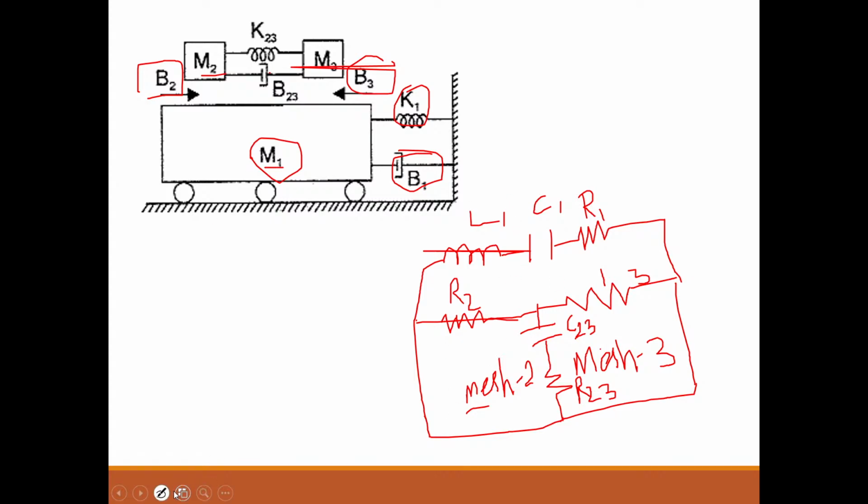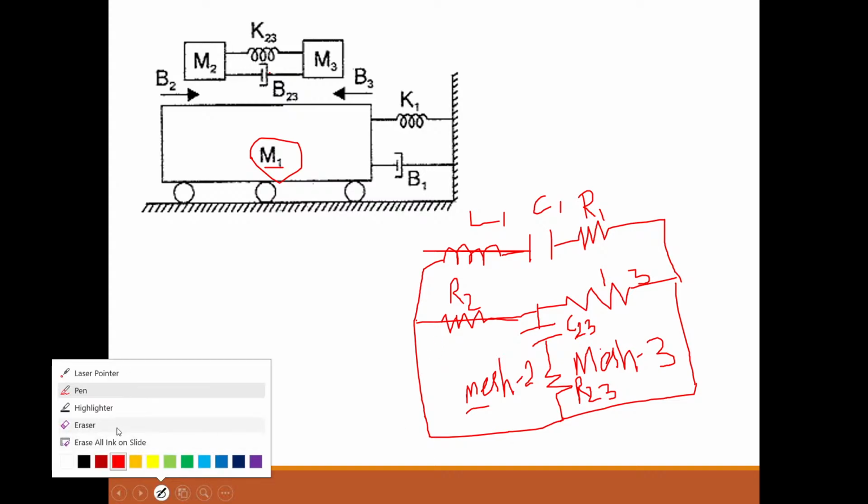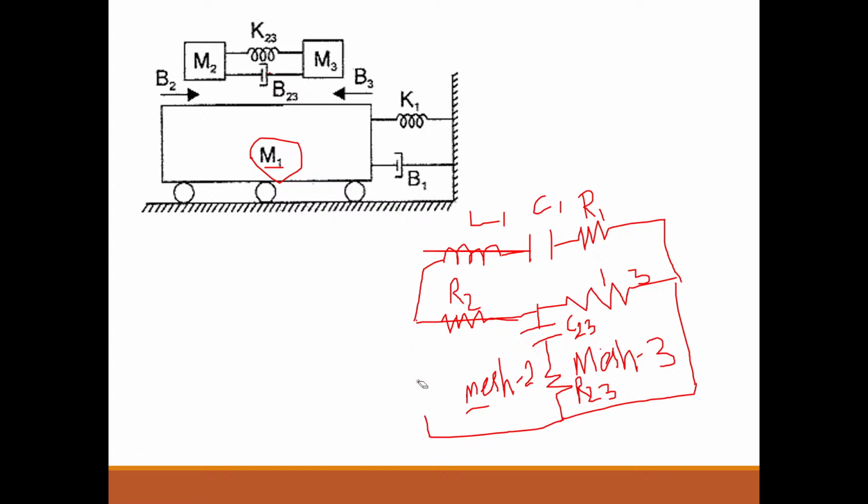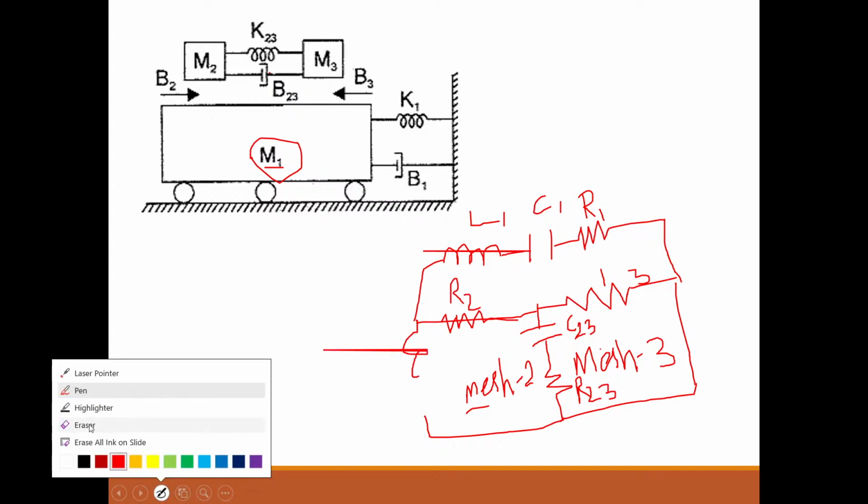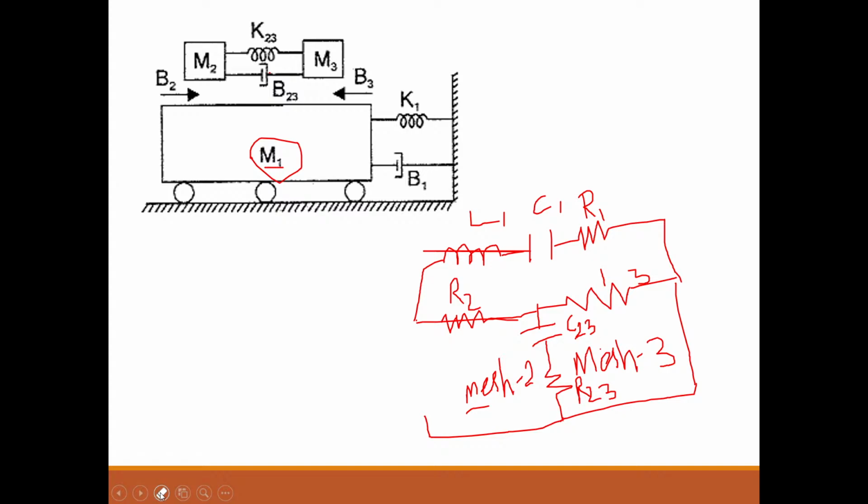So what are the elements that are purely connected to mesh 2? Is there any element? Only mass M2 is there, nothing else that is purely connected to M2. M2 means L2. So I will just erase this line and draw an inductor here. Only one element, that's it.